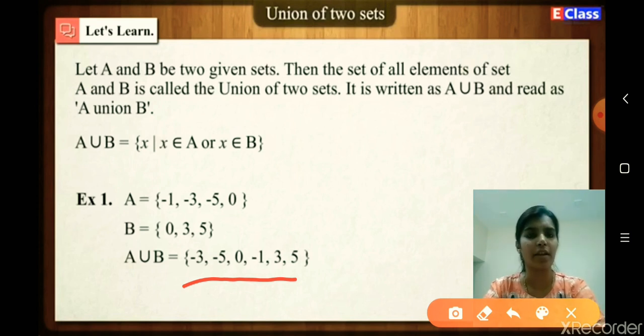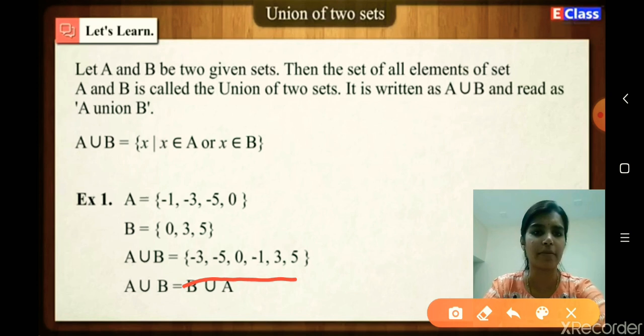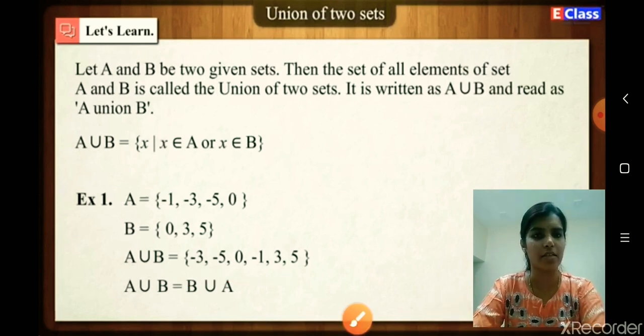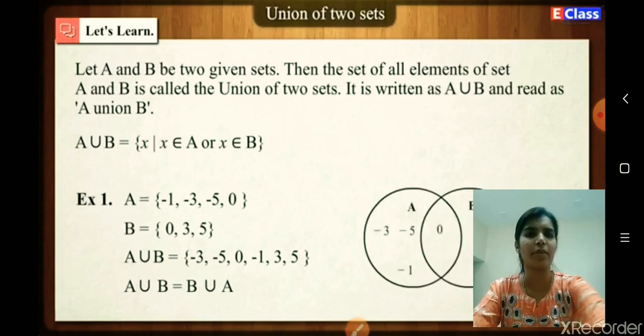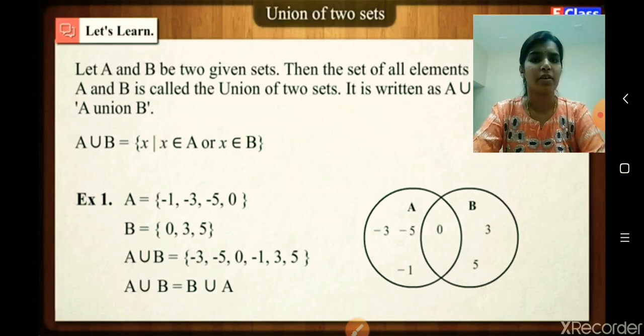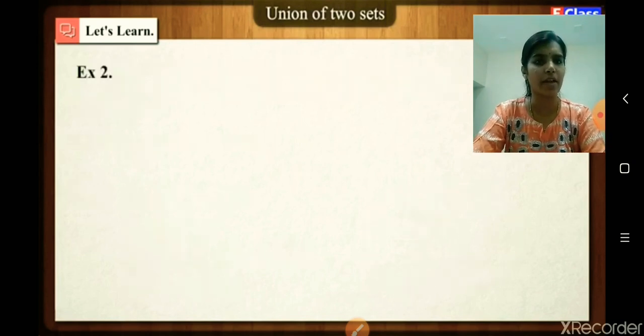Each element of A is in the set union and each element of set B is also in the union. So A union B is equal to B union A, and see the Venn diagram. -3, -5, -1 and 0 are in the set.